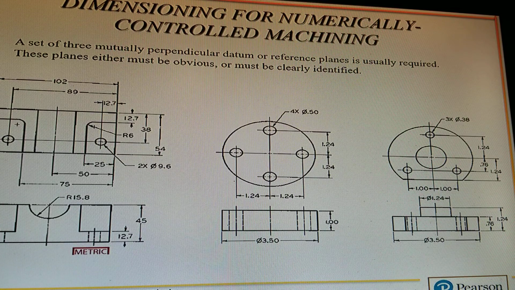Okay, dimensioning for numerical controlled machining. A set of 3 mutually perpendicular datum or reference planes is usually required. These planes must be obvious or must be clearly identified. So a numerically controlled machine is a machine that you can program, and you'd have them in machine shops.